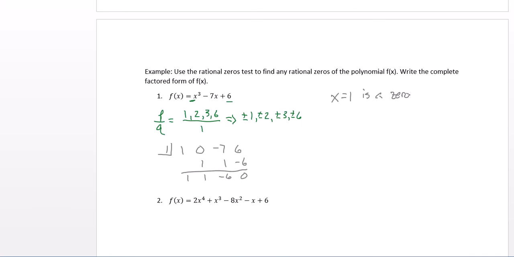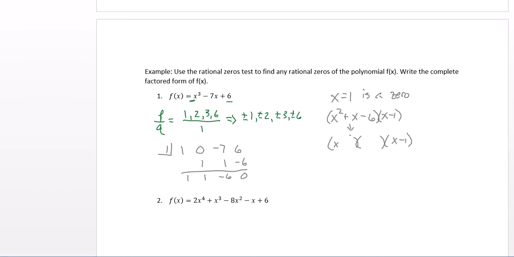Right? The remainder theorem says if the remainder upon division is 0, then x minus k is a factor of the polynomial. I also know that x squared plus x minus 6 is a quotient, right, when I divide by x minus 1. So if I want to find all the rational zeros, now I need to factor this. Well, I could factor a quadratic pretty easily. I could keep going with my rational zeros test. I could then divide by -1, 2, -2, 3, and so on, and keep going.